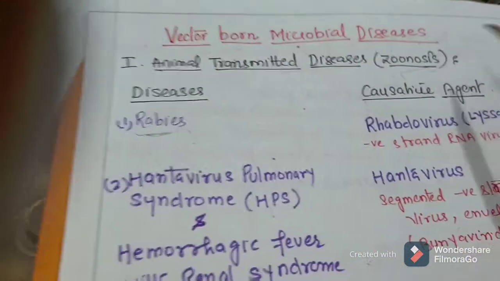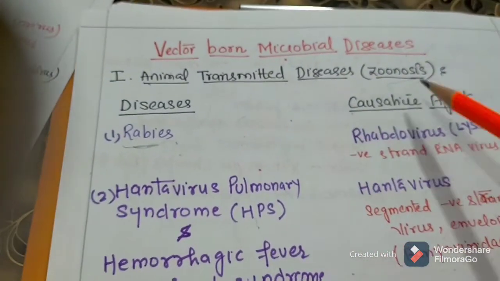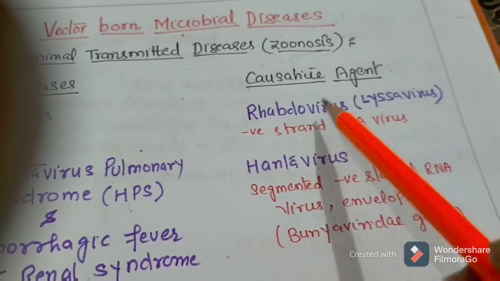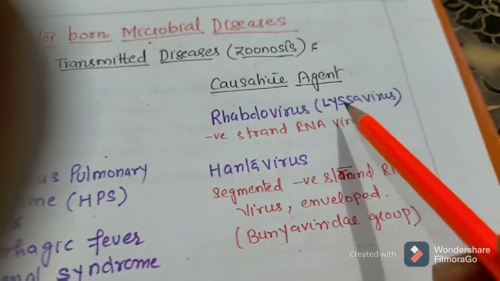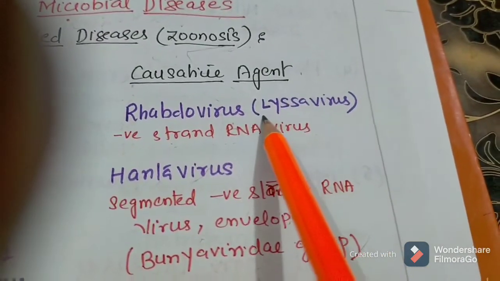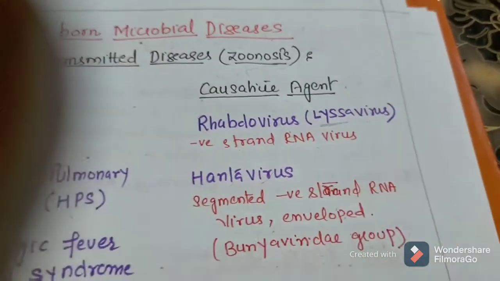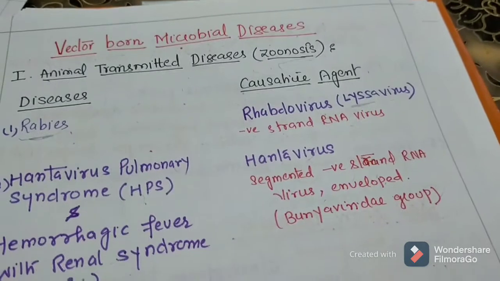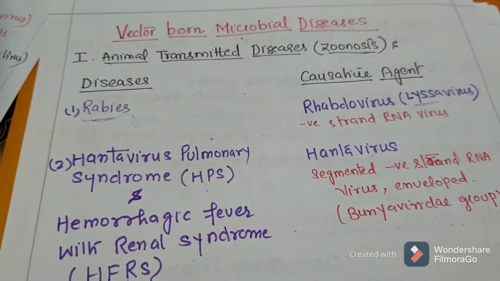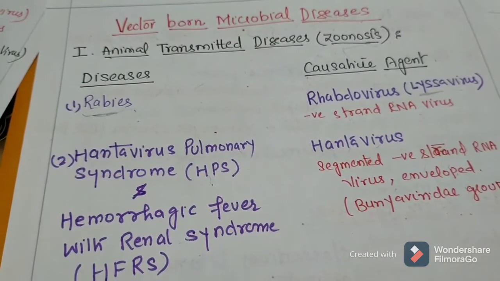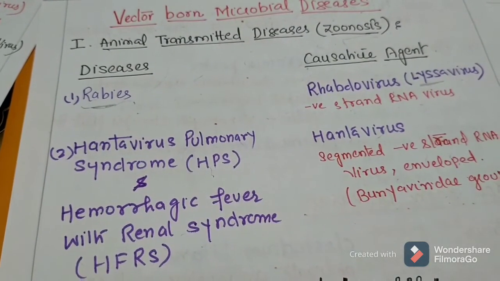And yesterday I taught you about rabies in the previous video. I told you the causative agent is rhabdovirus. Rhabdovirus is a group, but the virus name is Lassa virus. So remember that. I think this many diseases is sufficient. You just have to remember this. You will get at least one question from this in the GATE exam. Thank you.